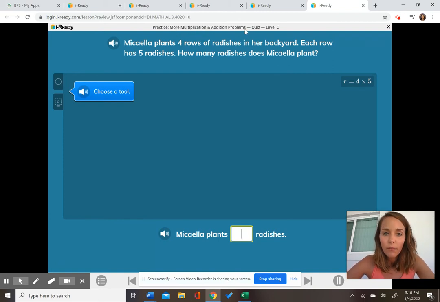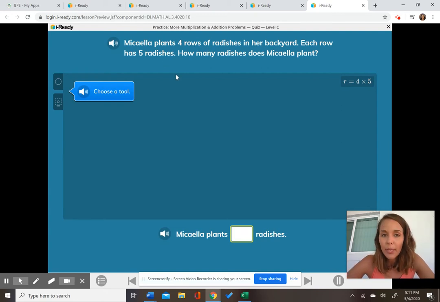These are just word problems, and it does read it to you. So I don't want reading to be an issue with your math score. If you're not a strong reader, just click this little sound button and it will read it to you. So we have this girl, Michaela. She plants 4 rows of radishes and each row has 5.